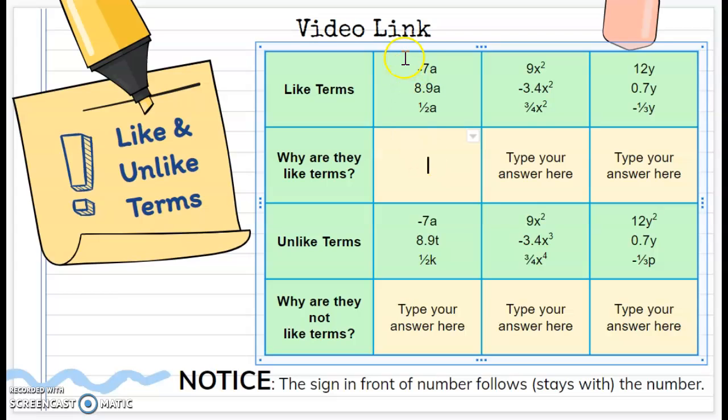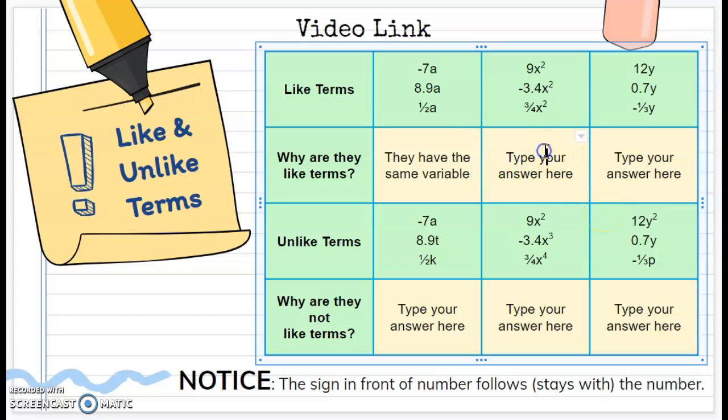Well, I have a -7a, 8.9a, and a half a. The only thing that's similar is they have the same variable. Variable. That's what I'm going to write. They all have the same variable. Their coefficients, or the number in front of the variable, is not the same, but they all have the same variable. That was what makes them the same.